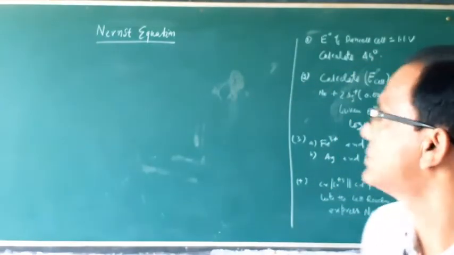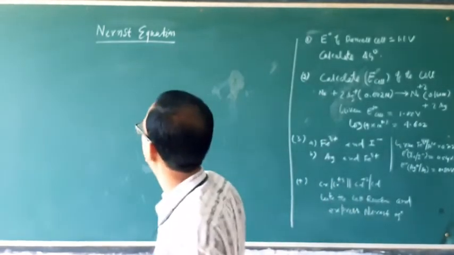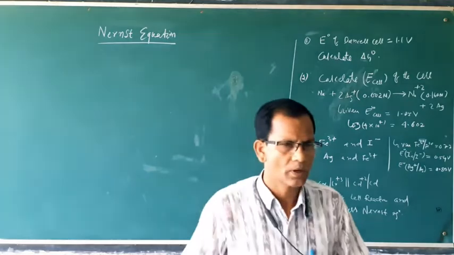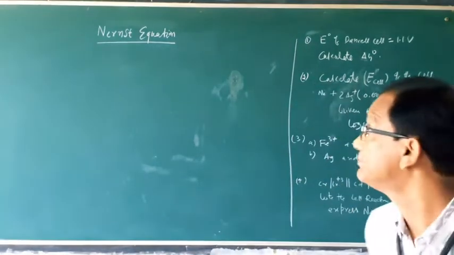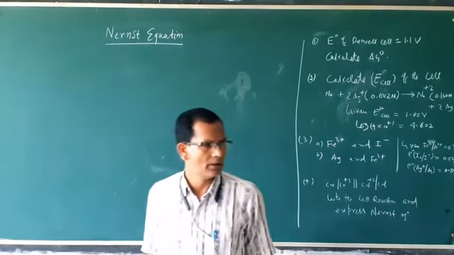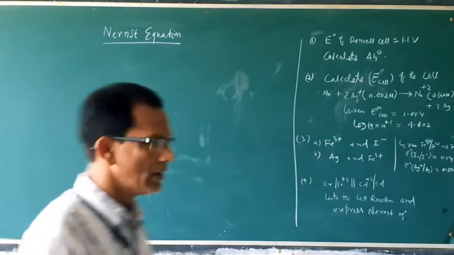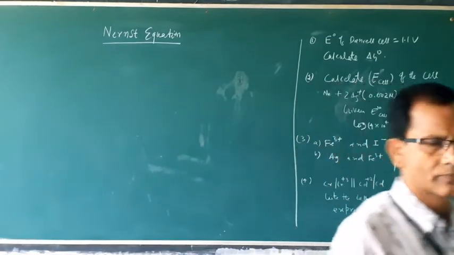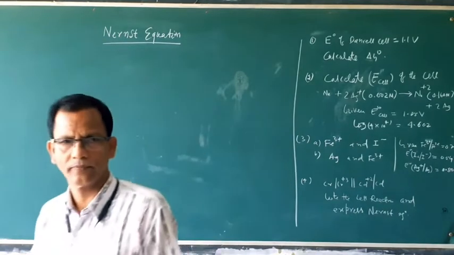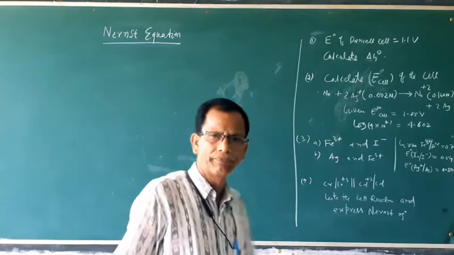Today we will discuss a very important topic, that is the Nernst equation in electrochemistry. The Nernst equation represents the relation between cell potential, temperature and concentration of the solution.